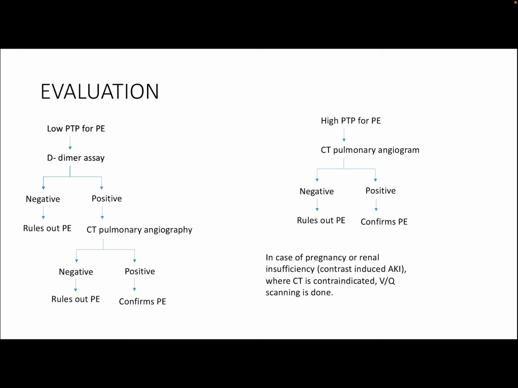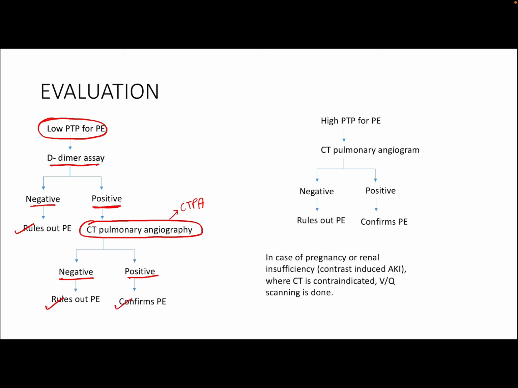Now, the further evaluation for a patient with PE. Suppose you calculate the Wells score and you find that the patient has a low PTP for pulmonary embolism, then you'll go with D-dimer assay. If the D-dimer assay is negative, that rules out PE because D-dimer is quite sensitive. So SNOUT, a sensitive test, if negative, rules out the disease. But if D-dimer is positive, you have to confirm it with a CT pulmonary angiography. And I will be using the abbreviation CTPA further on in the video. So if CTPA is negative, that rules out PE, and if it's positive, that confirms PE.